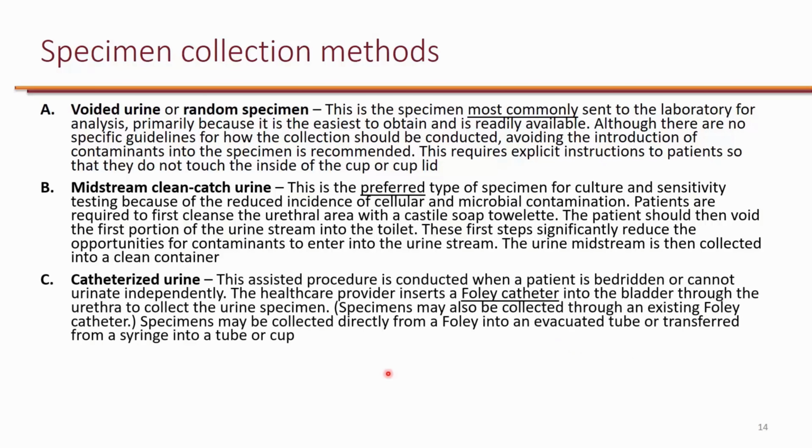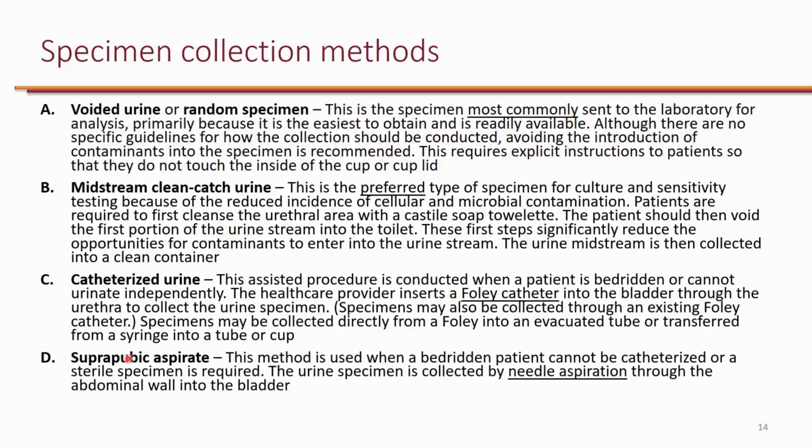The next method is catheterized urine. This is done in patients who have a Foley catheter in place. This is common in the hospital, especially, a lot of the patients in the hospital already have a Foley catheter in place for various reasons. If so, you can easily collect the urine and avoid any contamination. And there's also suprapubic aspirate. This is where a needle is used to go directly into the bladder and pull urine out.